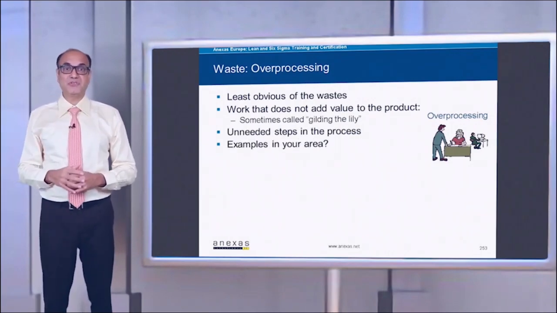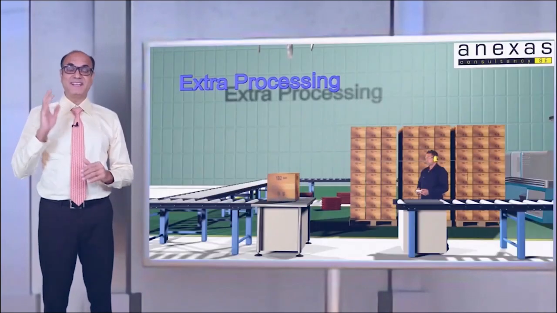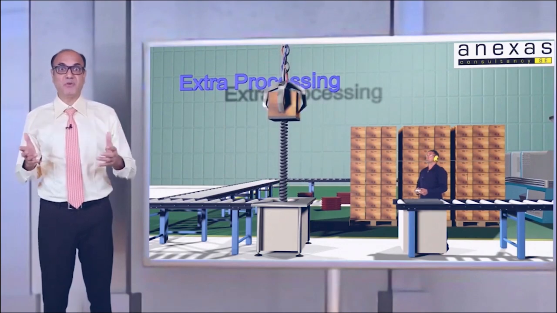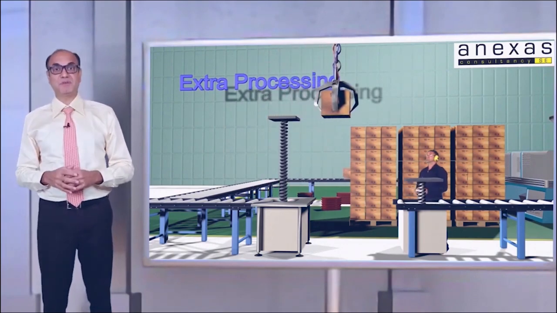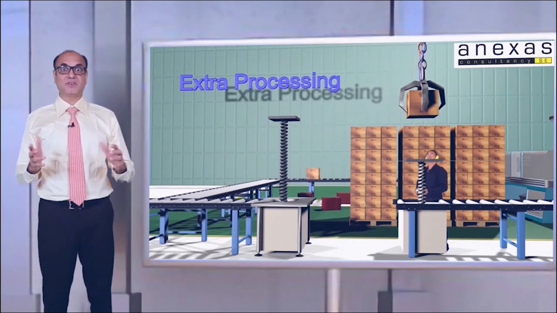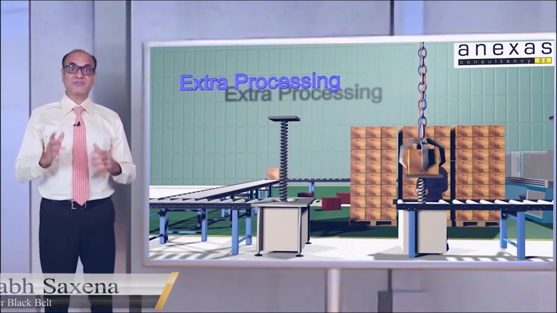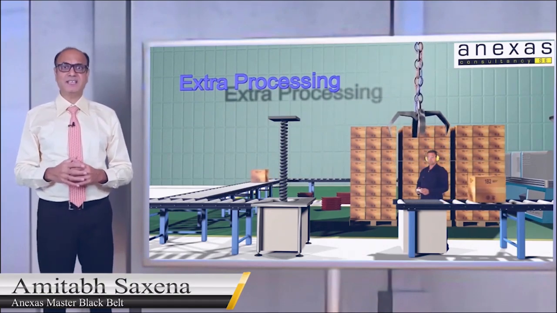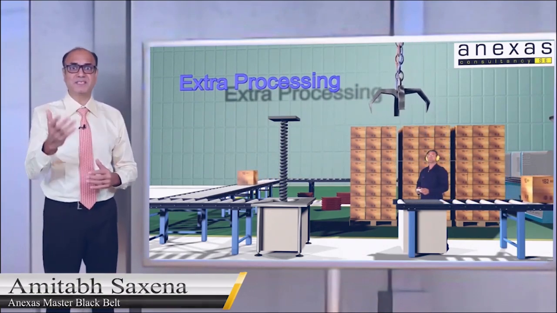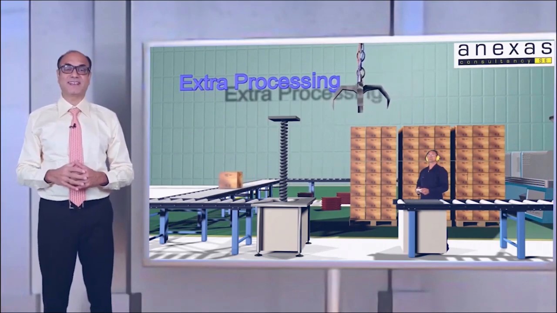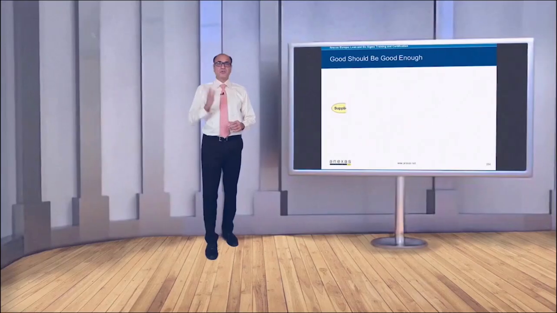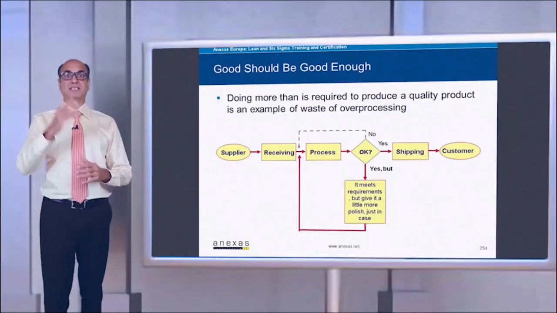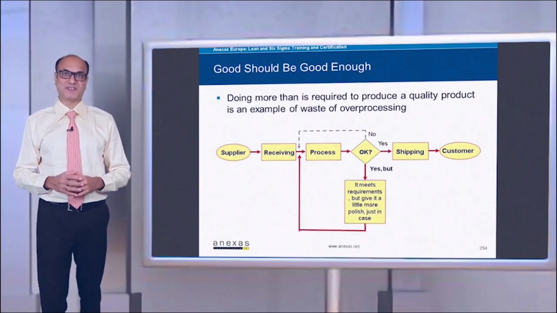Some of the examples in your area could be extra or unnecessary instructions, overwritten emails, memos or reports, filling out additional paperwork that does not improve a service or the timely delivery, completing extra unneeded steps in the process, over-servicing equipment, and creating a process to correct mistakes when mistakes could be eliminated or corrected in the process. Doing more than is required to produce a quality product is an example of the waste of overprocessing.